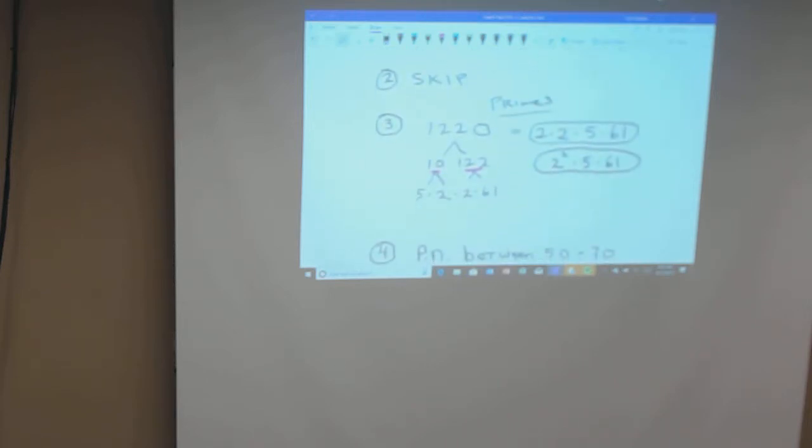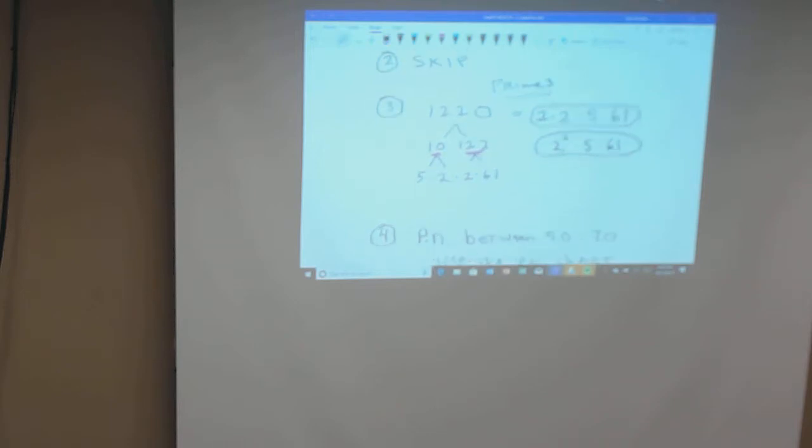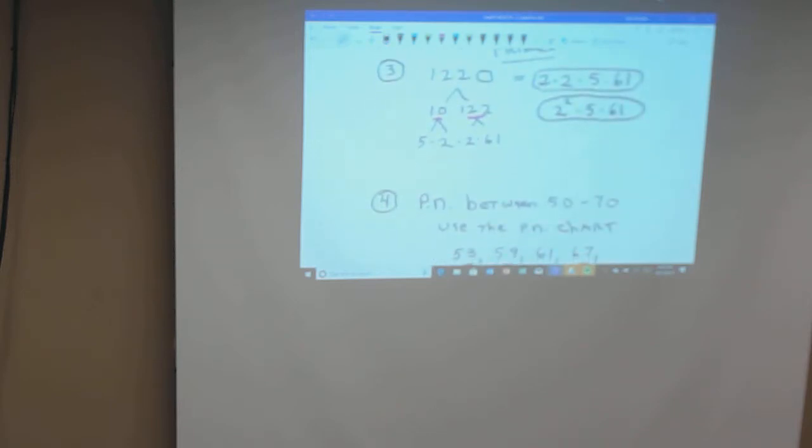Question 2, skip it. It's not on the test. Question 3. Write 1,220 as a product of prime numbers. So you build a tree, 10 and 122, 5 and 2 and 2 and 61, and bring your prime number chart with you. Here it is. Bring your prime number chart with you to the test. If you don't have one, Google prime numbers and print one off.